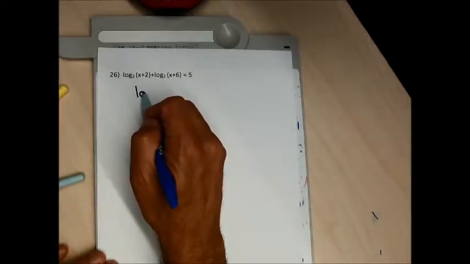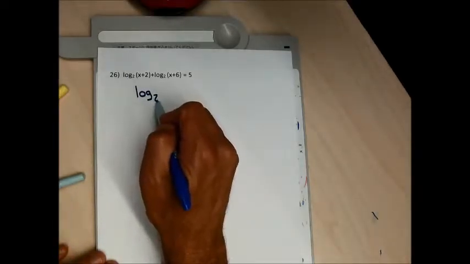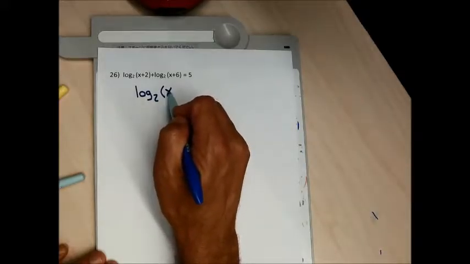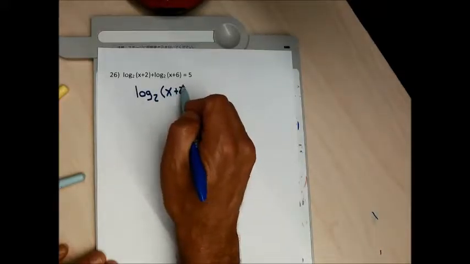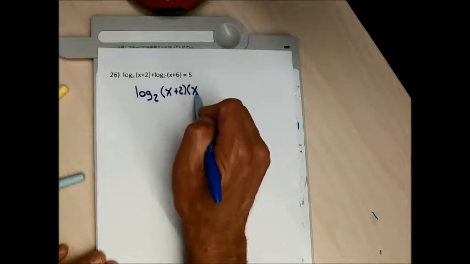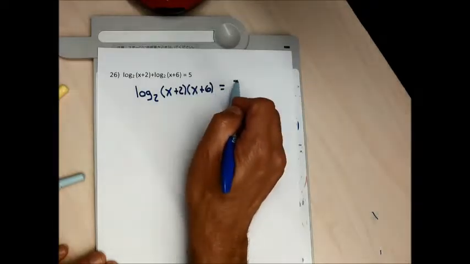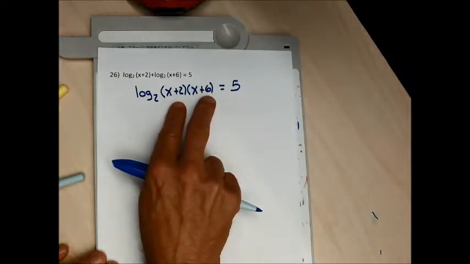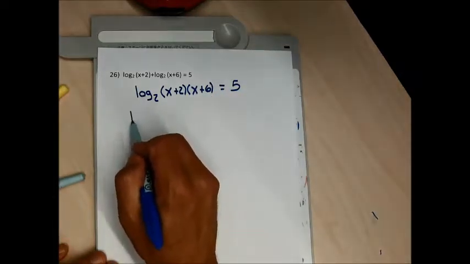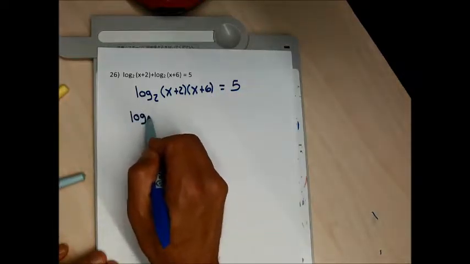First step, I need to make the left-hand side only have one logarithm. Because the logarithms have the same base and there's a plus sign between the logarithms, I could make the 2 logarithms into one logarithm by using the addition to multiply rule and multiply their arguments. I need to do that multiplication that I just showed up.